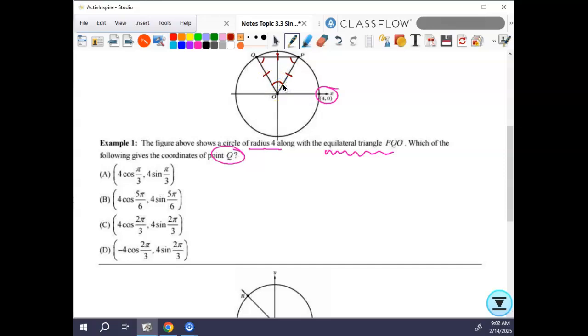We all agree with that? If all of that is true, then what is this measure right here? 30, right? That would be 30. Does that make sense? Okay, so then if that is 30, that makes this right here 60, but in radians, what would that be?